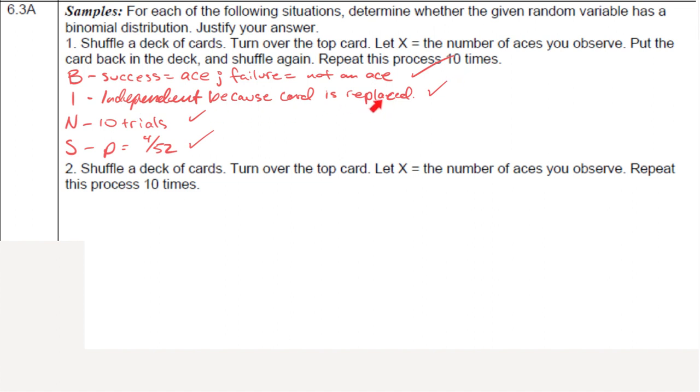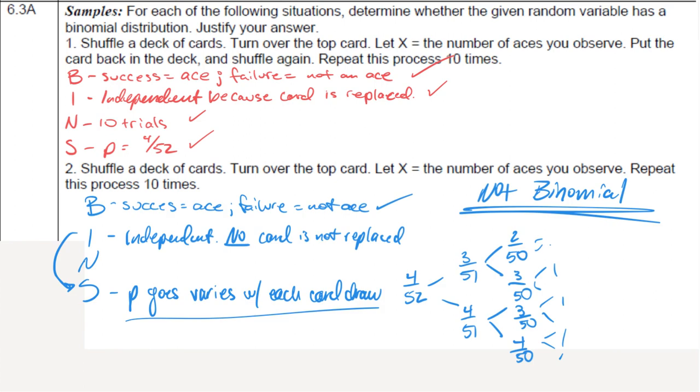Independent, because we're replacing the card and shuffling the deck. We have a predetermined number of trials. It's 10, so that's good. And then our probability of success: there are 4 aces in a 52 card deck, and each time we replace, our probability remains the same. So let's check against BINS.